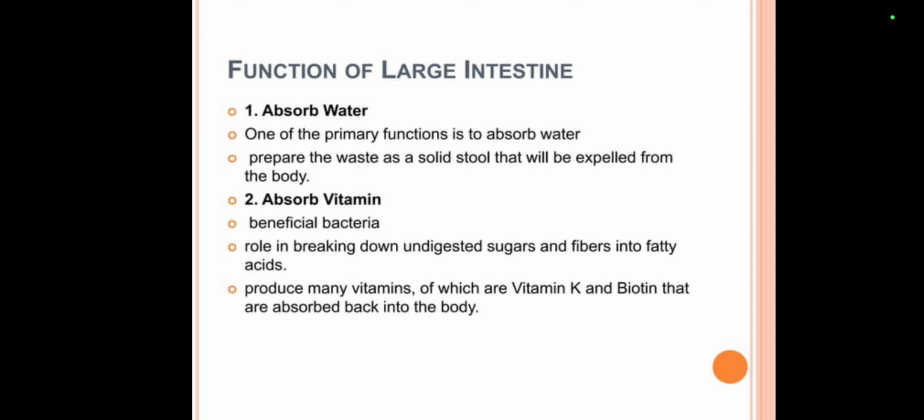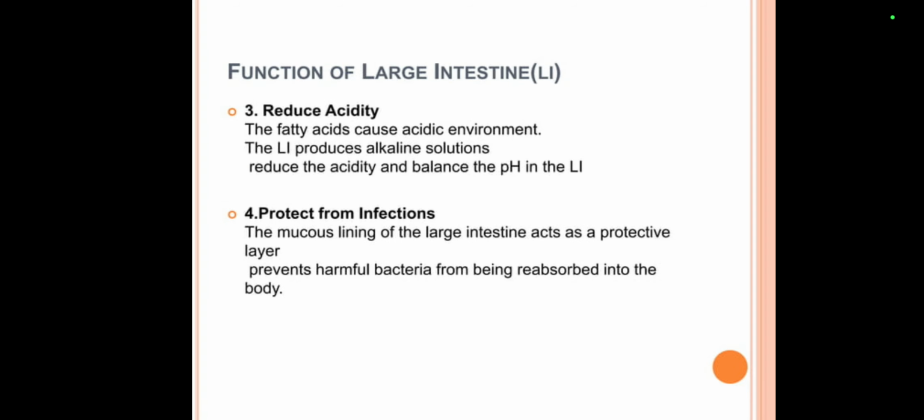So what particular vitamins are absorbed here in the large intestine? We have vitamin K and biotin that are absorbed back into the body. That is particularly the vitamins absorbed in the large intestine. Aside from that, it also reduces acidity. If in the small intestine we have an acidic process.